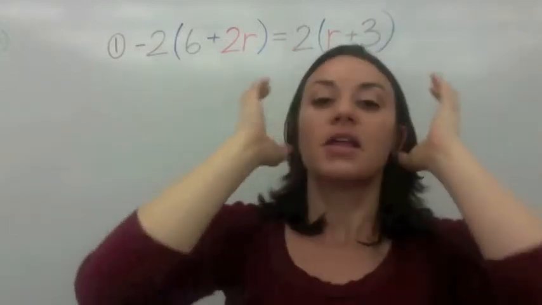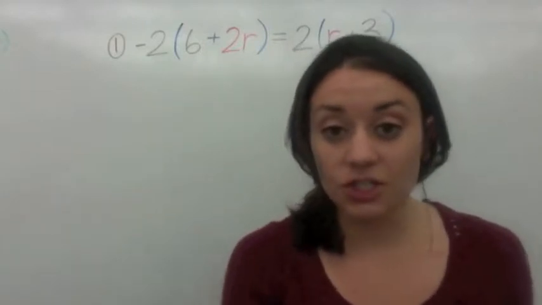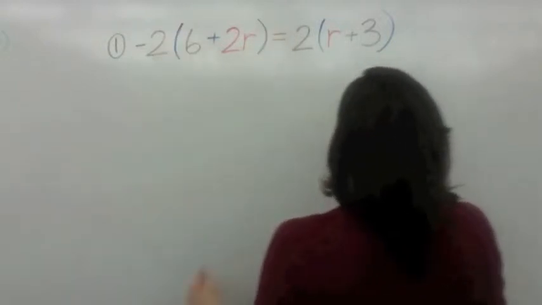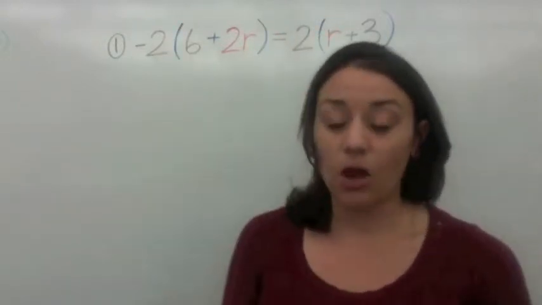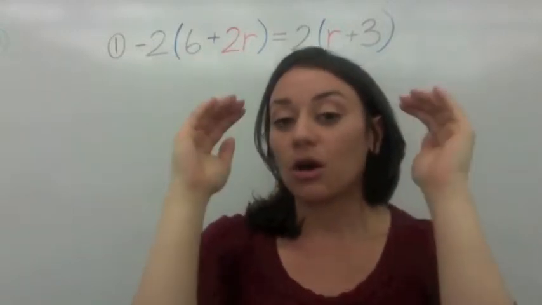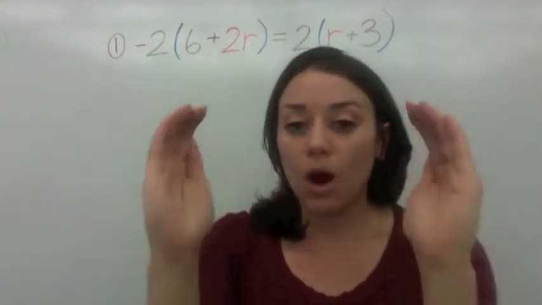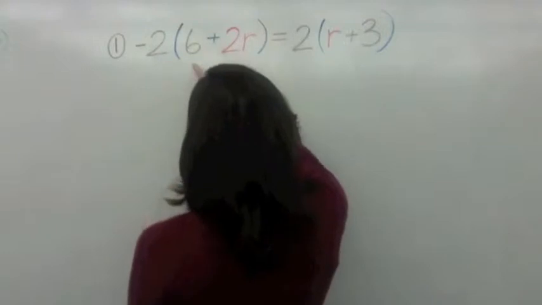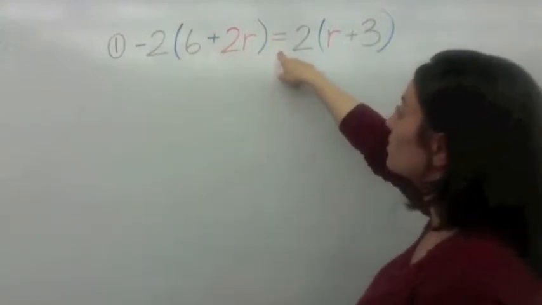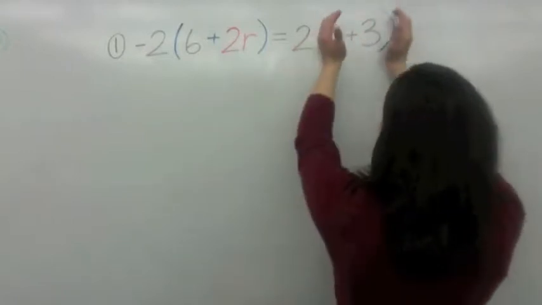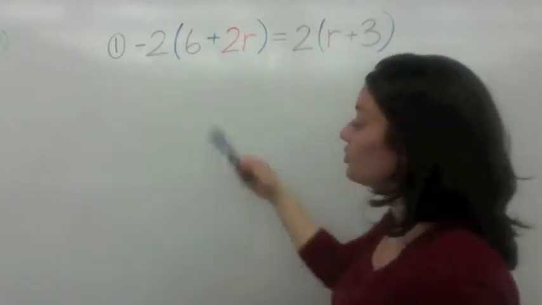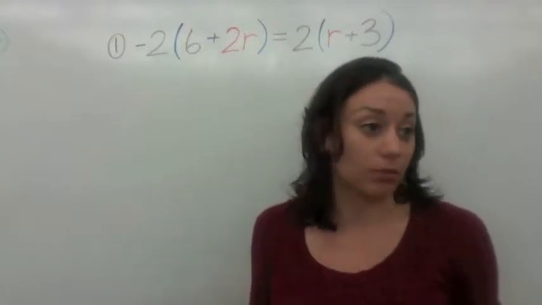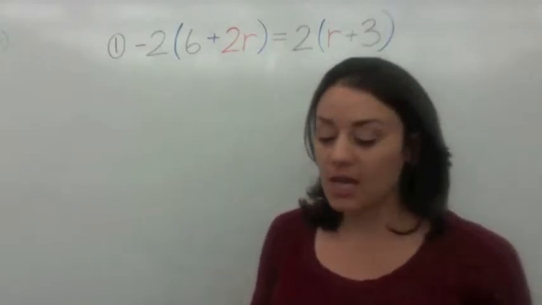So the first step of these is to actually distribute the coefficient to the quantity on the left and the quantity on the right. Let's read this equation together. Remember that what's inside the parentheses says the quantity of. So this says -2 times the quantity of 6 plus 2r equals 2 times the quantity of r plus 3. Because you're distributing, that means you have to multiply. You don't add. So let's distribute the -2.